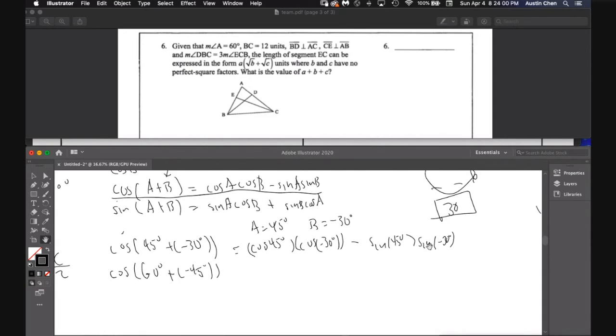Okay, so let's just evaluate this now. We should be able to evaluate this pretty easily since these are all nice angles. So cosine 45 degrees is just going to be root 2 over 2. And if you don't have the trig of nice angles memorized, you probably should.